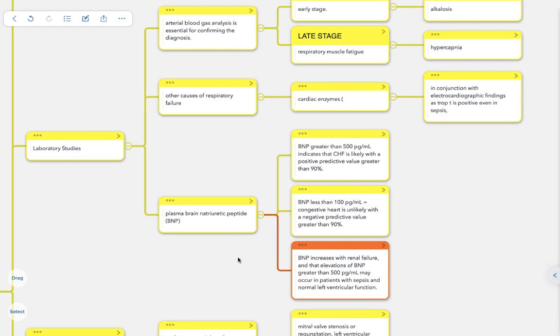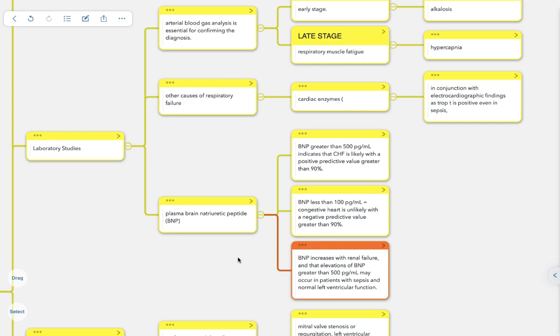Then BNP is another test that you can do. If the BNP is more than 500, then that would indicate CHF, with a positive predictive value of 90%. If the BNP is less than 100, then one thing that is for sure is that congestive heart failure is unlikely, and this has a negative predictive value greater than 90%.